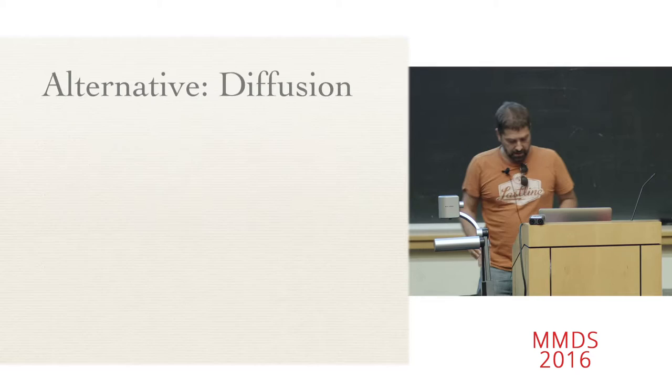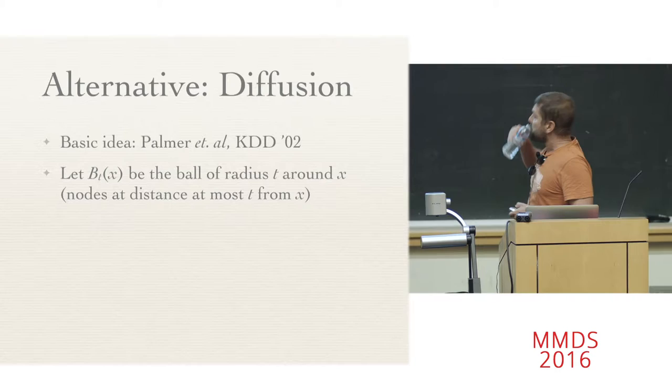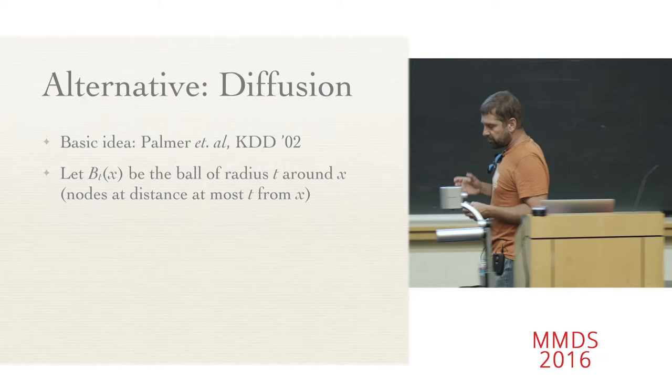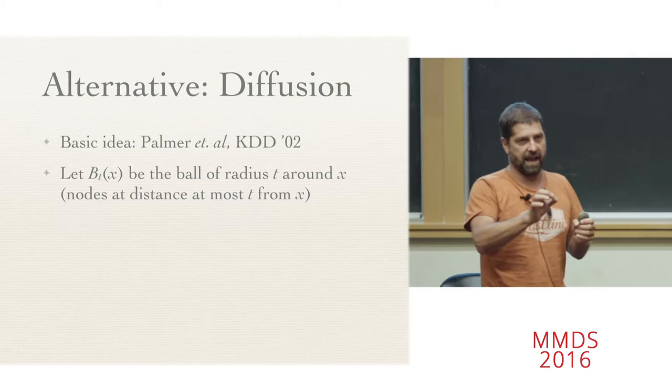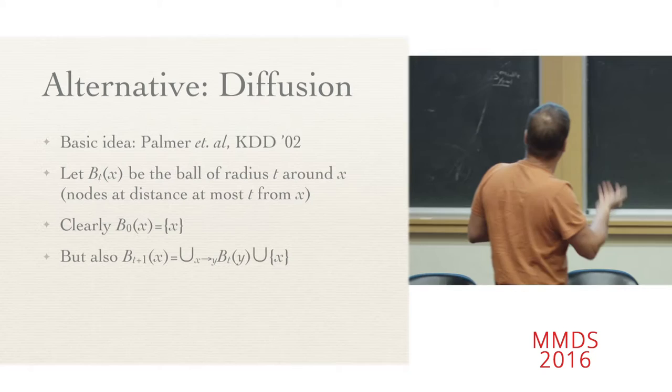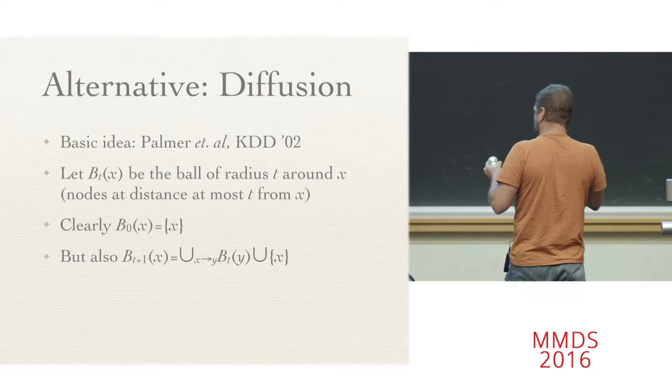Okay, an alternative approach to this is diffusion. This is originally in the ANF tool. So it is very simple. Let B_t(x) be the ball of radius t around x. So you have your graph, you fix x, and you take the ball of radius t around x. Now, the thing you must get convinced of is the ball of radius t plus 1 is just the union of the balls of radius t of your successors.